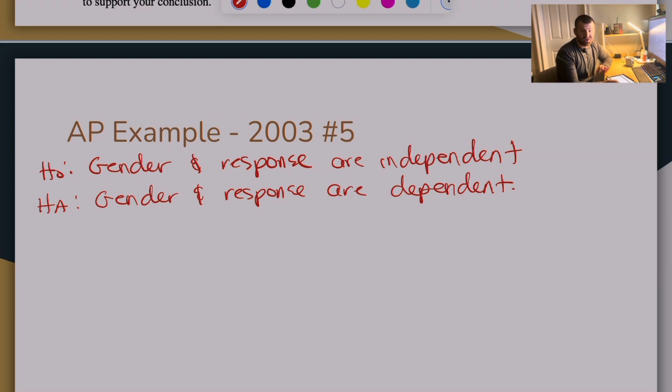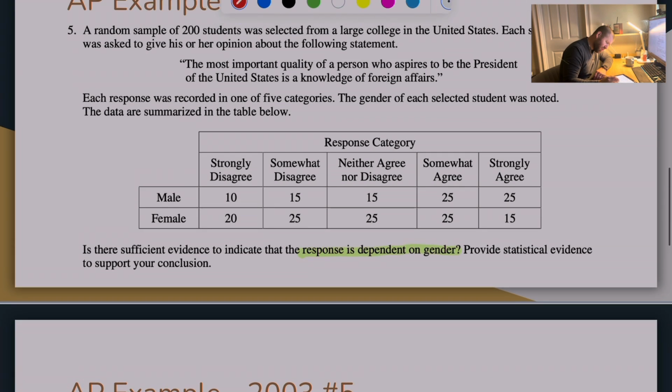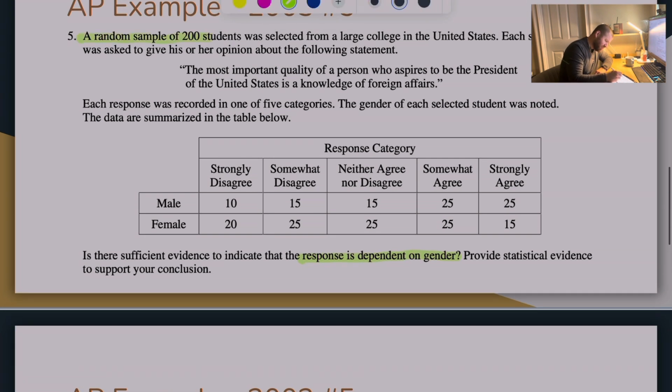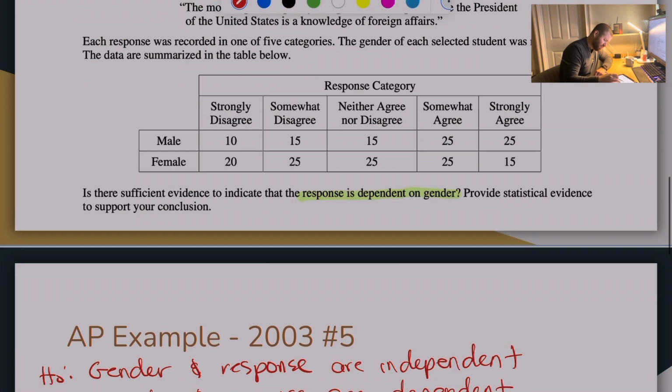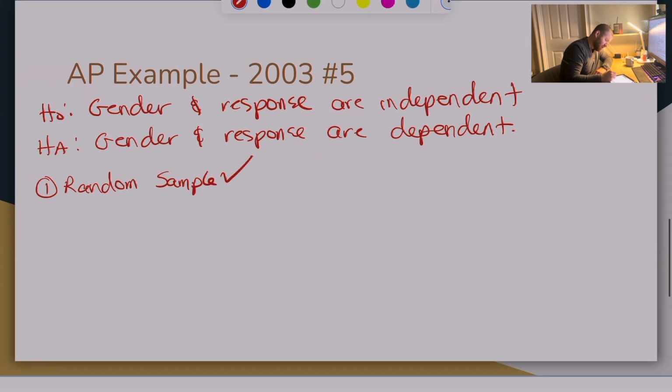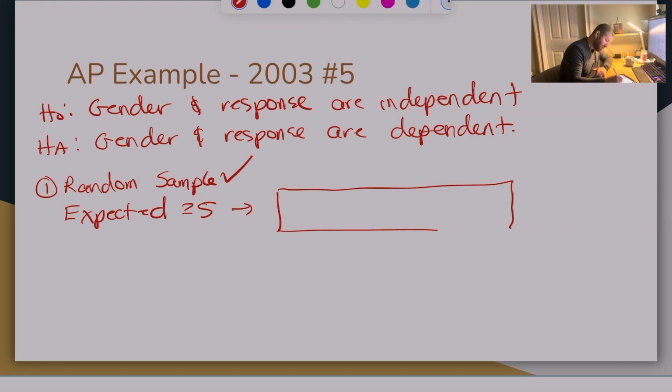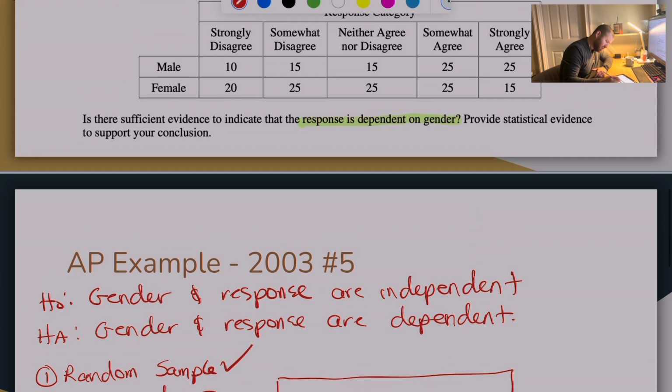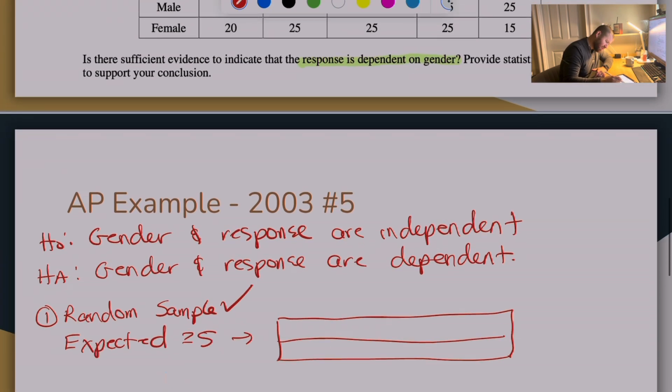Now, my assumptions here are the same as a goodness of fit. So I need a random sample, which I have. The problem up here, if I quote, it says a random sample of 200. That's very important. So this is good. And now for all of my expected being greater than or equal to 5, here's what I typically do for this one: I'm going to make my own table here to show all of the expected counts.